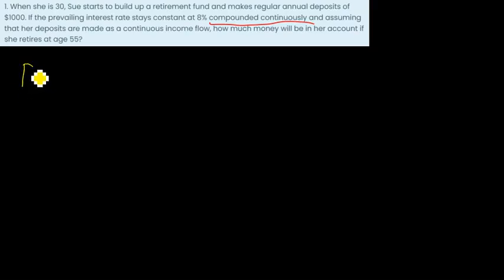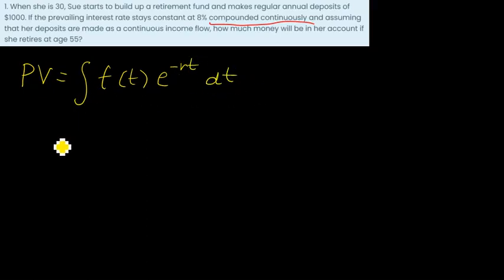The formula for the present value is the integral of the function f(t) times e to the power of minus rt dt. And then we will need to use this to find the future value. The future value is the present value times e to the power of rt. So let's just calculate this.